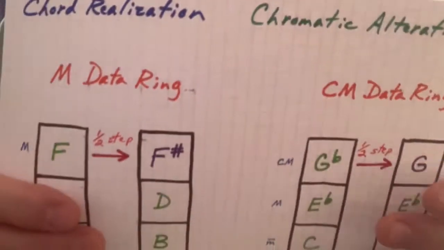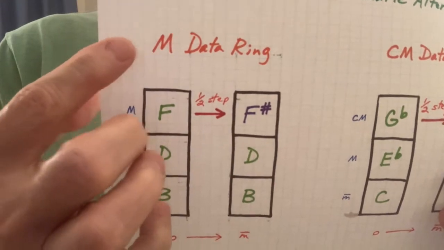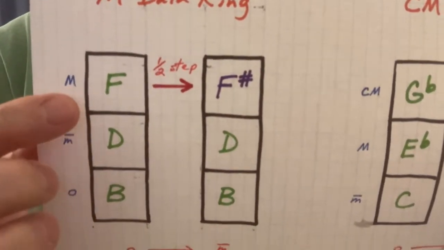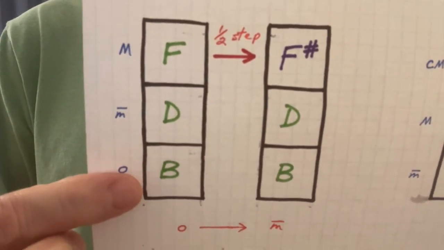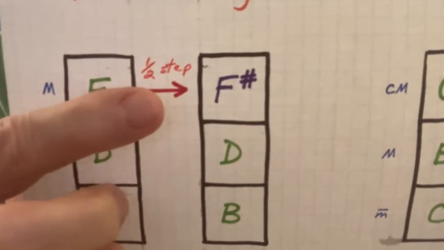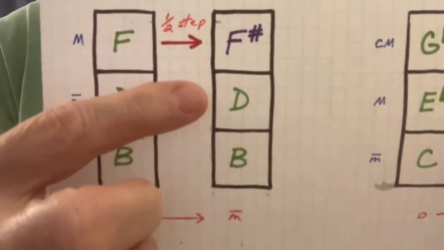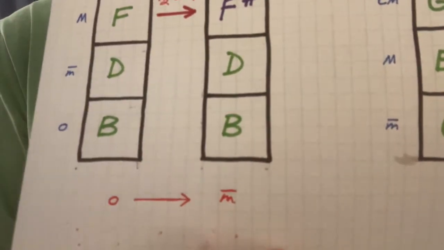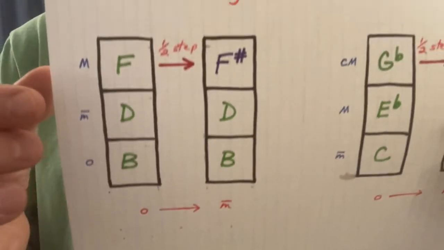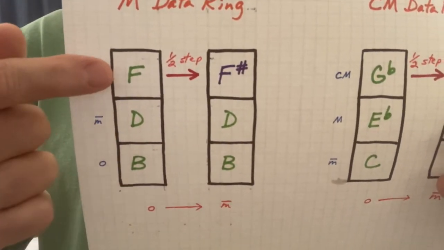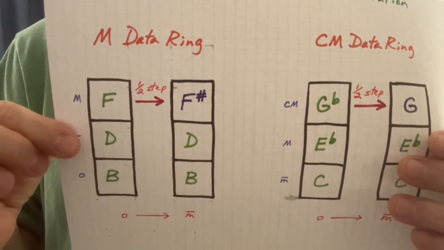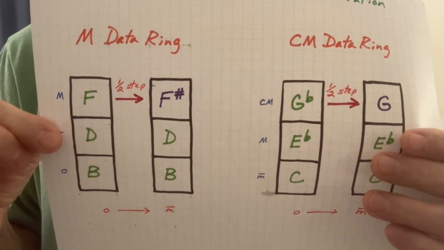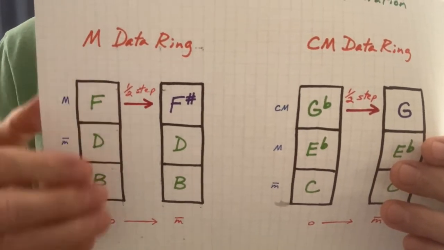Now, you say, well, Joe, you just got lucky. No, it works in all data rings. In the major data ring, we start out with this diminished chord. We raise the tone 1/2 step, and now we have a minor chord. We went from diminished to minor. You see that? All we did in our minds was raise that 1/2 step, and that's chromatic alteration. And we see the tones for a different chord. You don't have to memorize them, you just look at your chart.